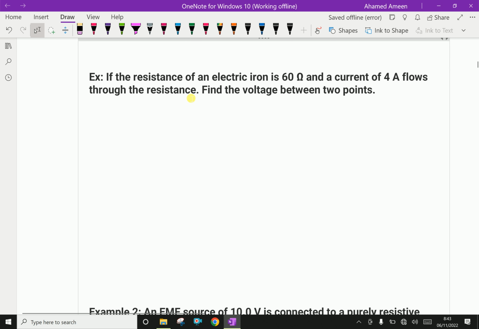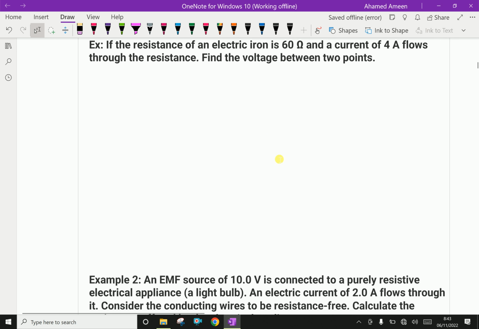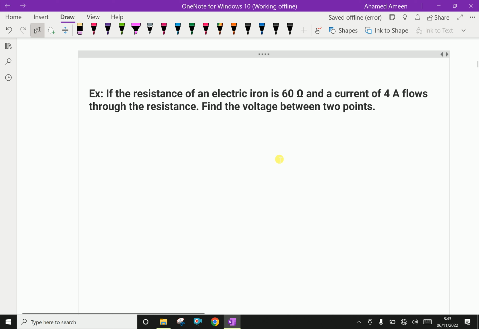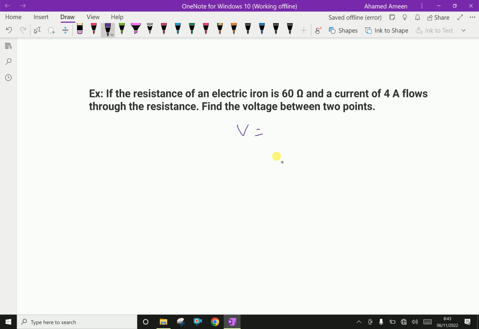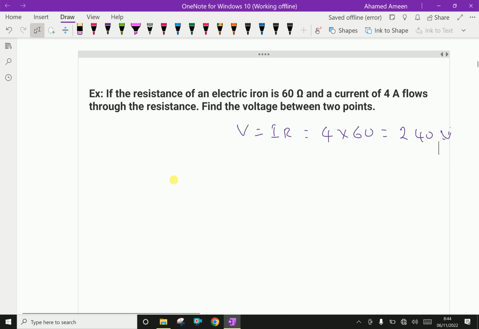If the resistance of an electric iron is 60 ohms and a current of 4 amps flows through it, find the voltage across the conductor. Here we want V. Voltage V equal to the formula IR, where I is given as 4 amps and resistance is 60 ohms, which is equal to 240 volts. Therefore, the voltage across the conductor is 240 volts.